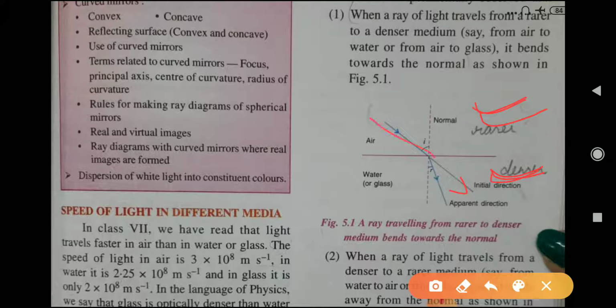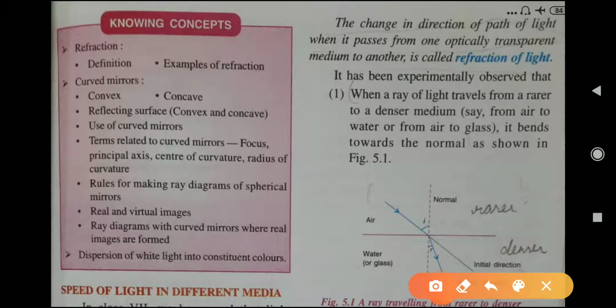You can see here this ray of light, this arrow. It will not move straight in its original path, it will slightly bend. Now how it bends, away from the normal or towards the normal, this we will see here. The change in the direction of path of light when it passes from one optically transparent medium to another is called refraction of light.